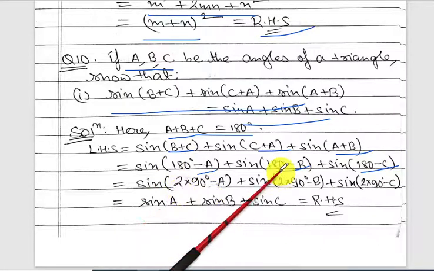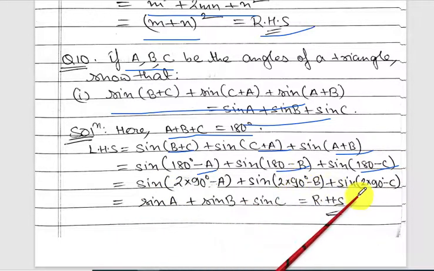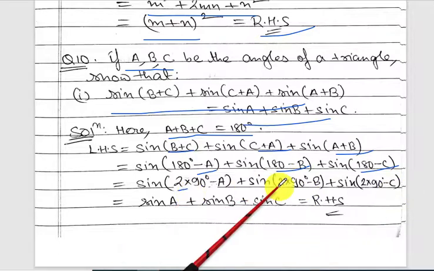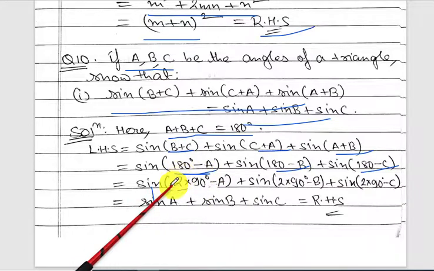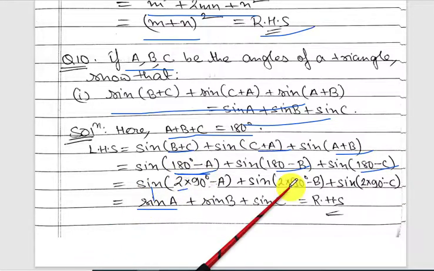2 is even, so sine will remain sine. And this whole angle lies in the second quadrant. Sine is positive there, so sine a. And here also even, so sine only, lies in the second quadrant, so positive only, sine b. Same goes for this, so you get sine a plus sine b plus sine c, that is equal to the right hand side. Okay, so this is the proof, and this is all for today.